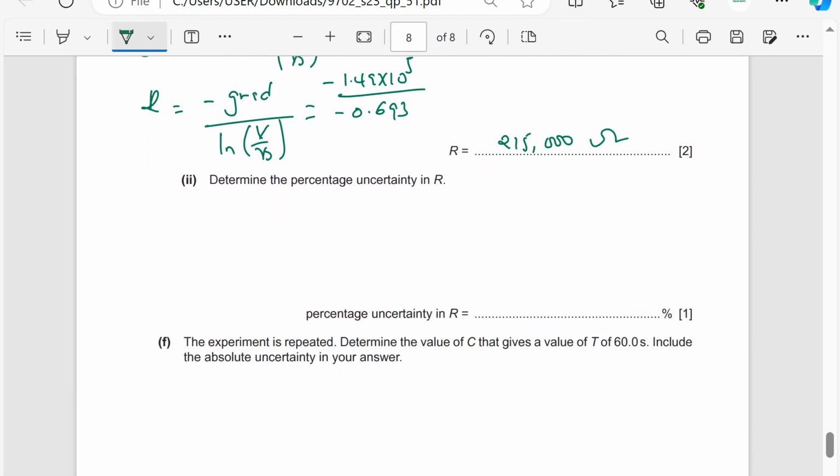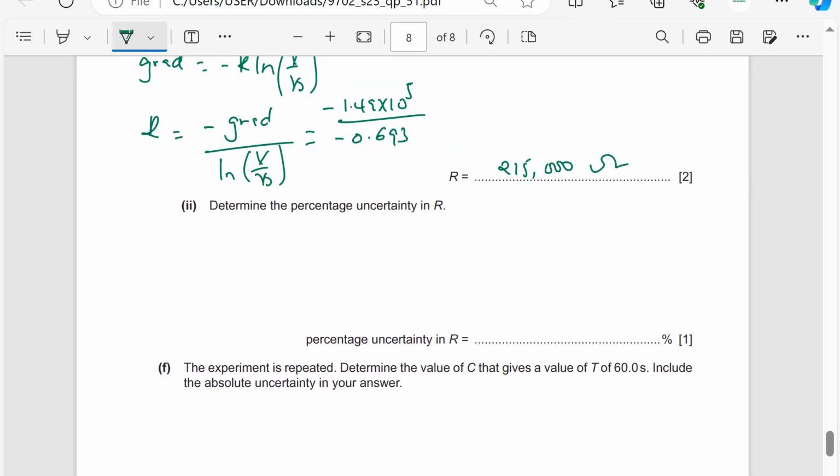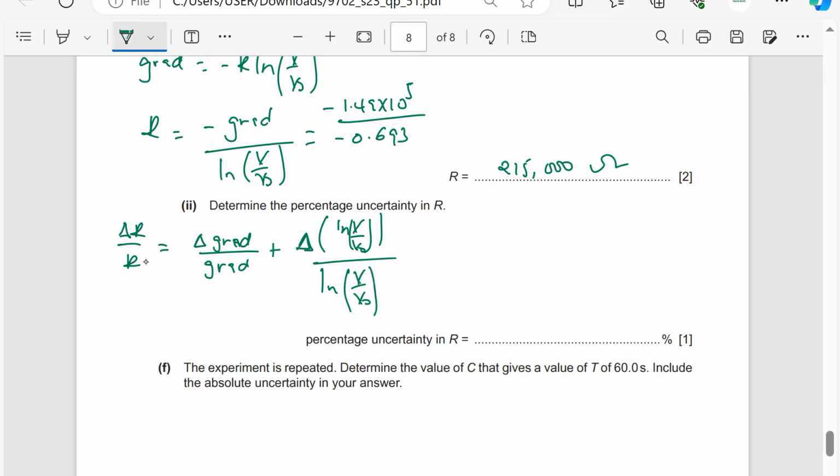Then determine the percentage uncertainty in R. Just look at how we have got R. Since there is division, we can use fraction uncertainty. So the fraction uncertainty in R over R is going to be, I will ignore the minus there, the fraction uncertainty in the gradient divided by the gradient plus the absolute uncertainty in ln of V over V naught divided by ln of V over V naught. And of course, I can multiply this side by 100 to make it percentage.